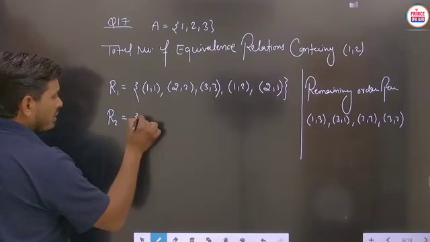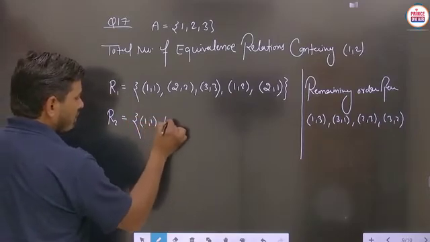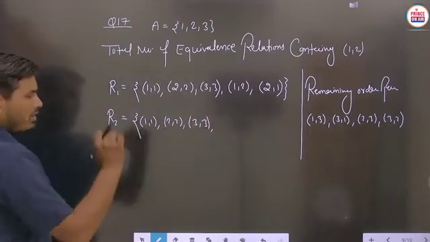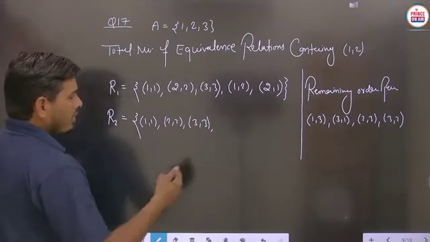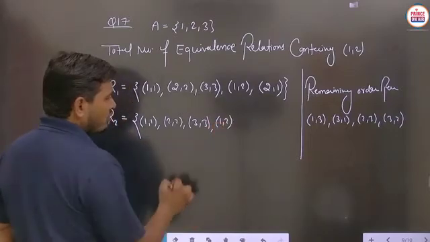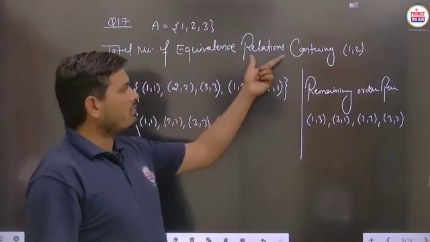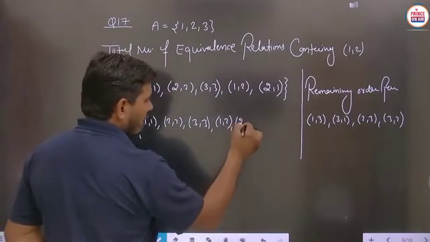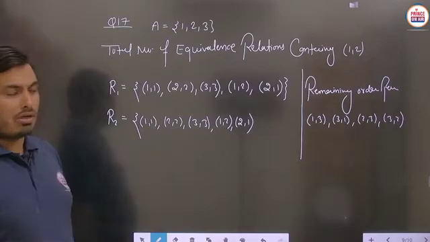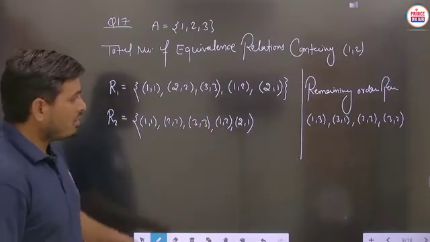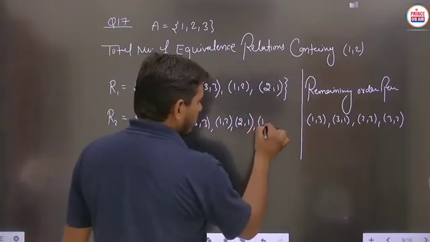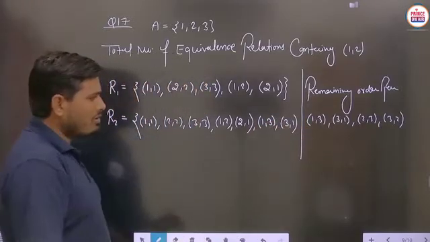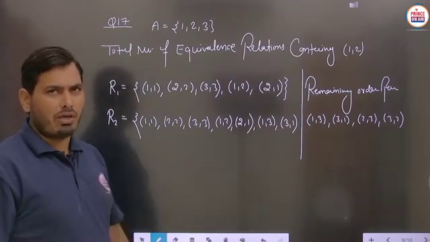So again we will write the relation R2: 1 1, 2 2, 3 3, because the relation should be reflexive, so these elements are definitely included here. Now 1 2 is to be there because in this question we have to find the equivalence relation which contains 1 2. That's why 1 2 means there should also be 2 1, because the relation is said to be symmetric. Next, suppose we are including 1 3. 1 3 is included, then 3 1 is also included, because for the symmetric purpose we include AB and BA both.